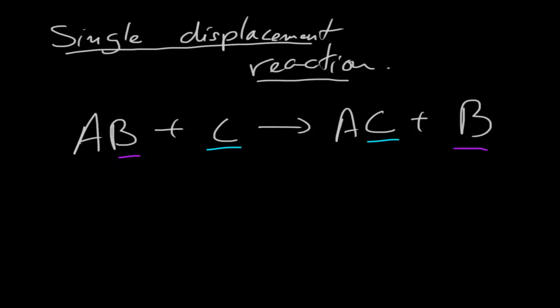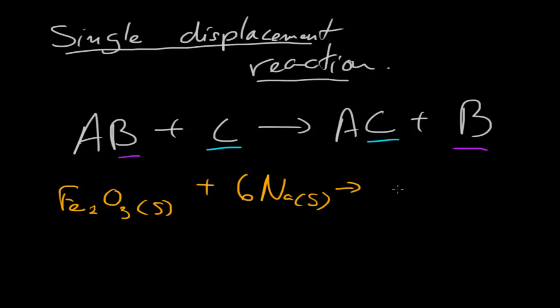But it does occur. A good example of this would be ferric oxide, Fe2O3, in solid state, with sodium. It reacts to form, plus 2Fe, solid. This one is also a solid too. And this is a reaction of single displacement.